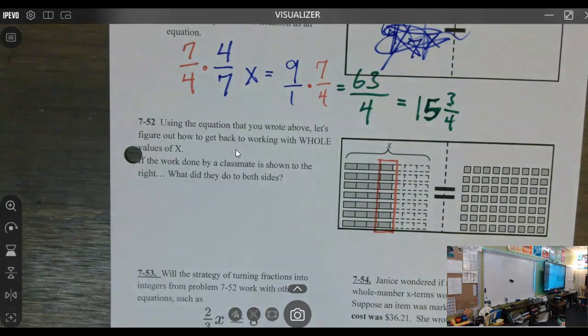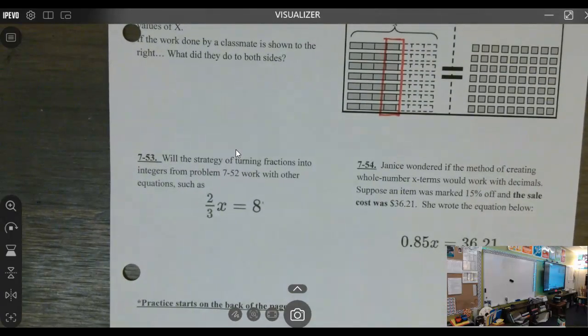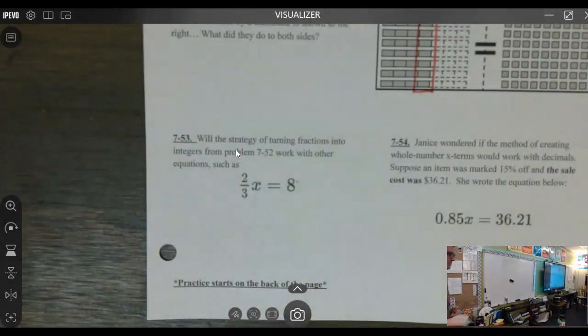Do 53 and 54 with each other, like with your partners. How do we solve both of those? 54, you've got multiple options. Flippy fraction thing.